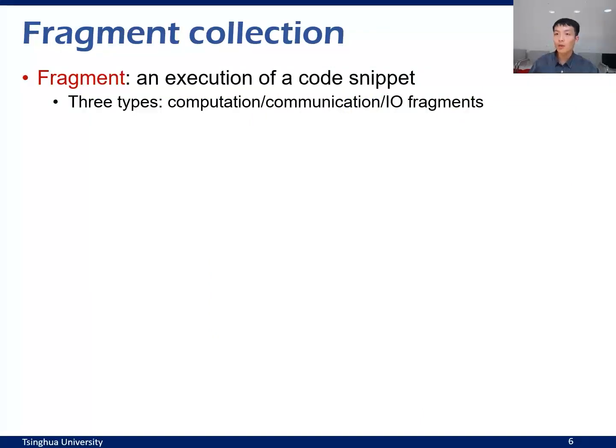Now, we are going to the details of how Vapro works. At first, Vapro collects fragments from the program executions. A fragment is an execution of a code snippet. There are three types of fragments. There are computation, communication, and I/O fragments.